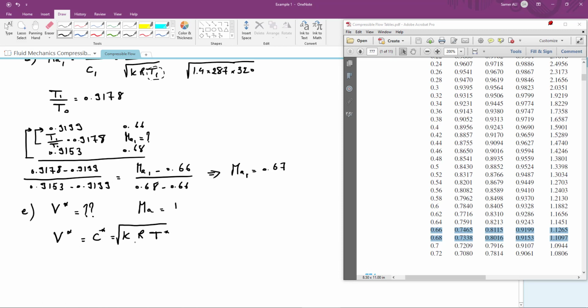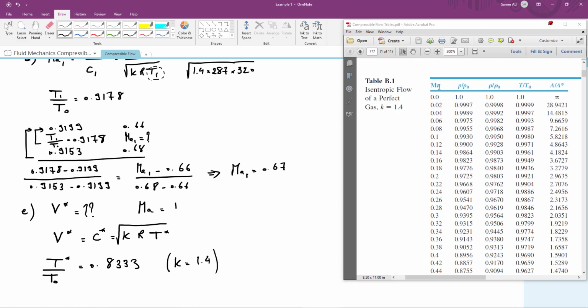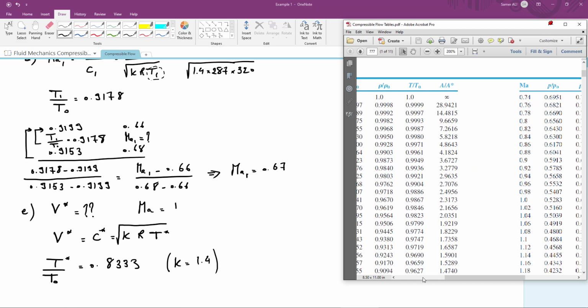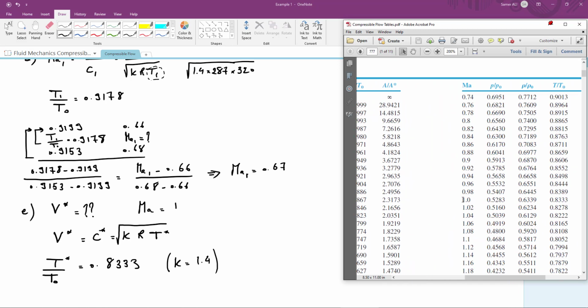So to find this V star, we need to find T star first. At a critical condition, the ratio of T star over T naught will be equal to 0.8333. And this is valid when k is equal to 1.4, which is the case here. And if you go also to the table and scroll to Mach number equal to 1, going to the right here, you can see the critical ratios: P star over P naught 0.5283, rho star over rho naught, and T star over T naught, which is 0.8333.